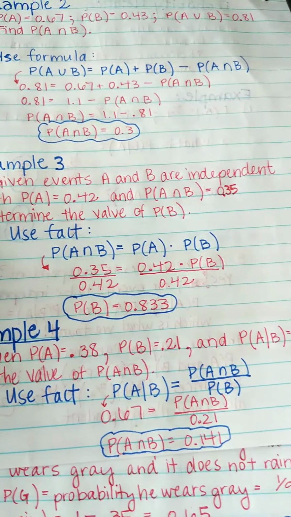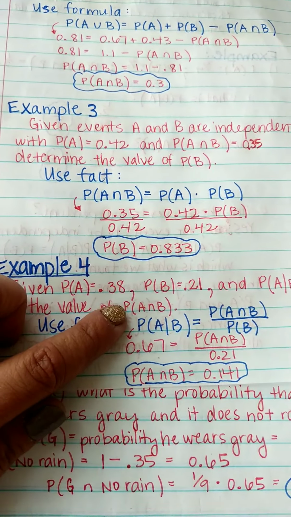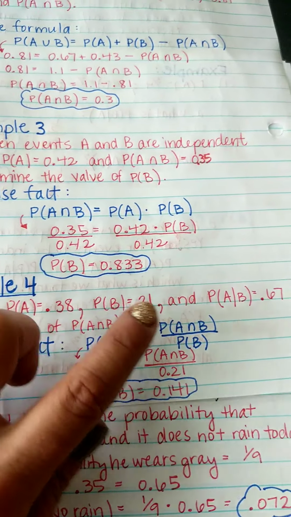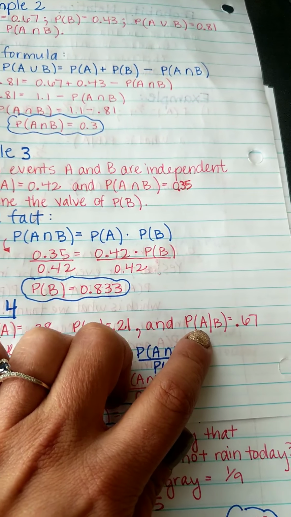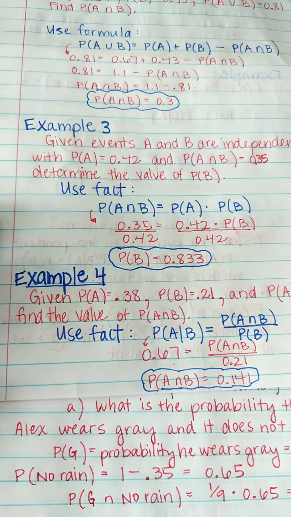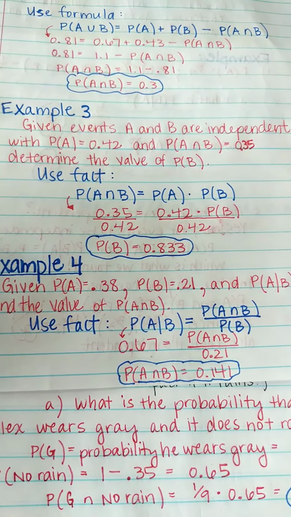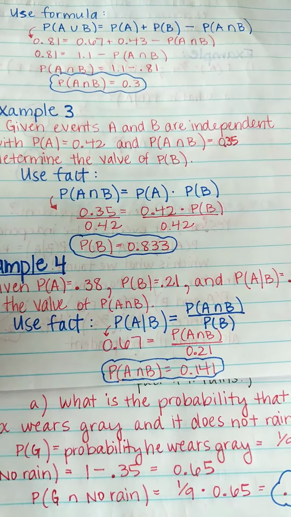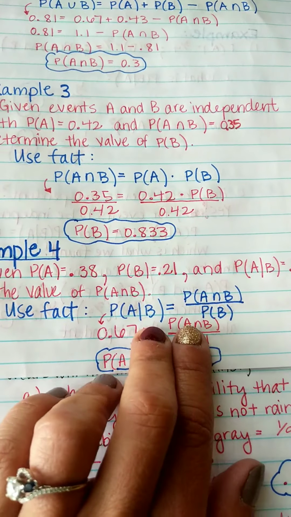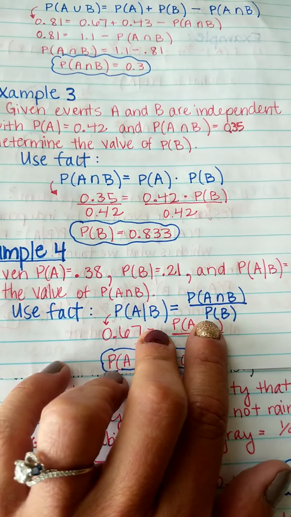Okay, last example on this stuff. It says, given the probability of A is 0.38 and the probability of B is 0.21, and remember, this means probability of A given B is 0.67, find the value of the probability of A and B. So now I go back to my probability of conditional things. I look at the formula chart, and I just copied the formula. It says A given B is equal to A and B over probability of B.